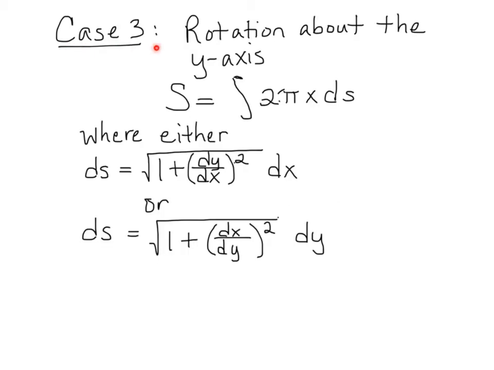In case 3, if we take a given curve and rotate it about the y-axis, then our surface area is the integral of 2 pi x ds, where ds is either the square root of 1 plus (dy/dx) squared times dx, or the square root of 1 plus (dx/dy) squared times dy. Now let's go through an example.